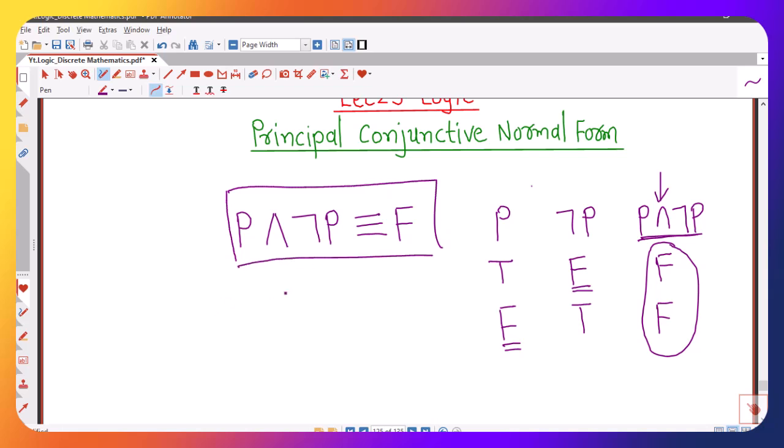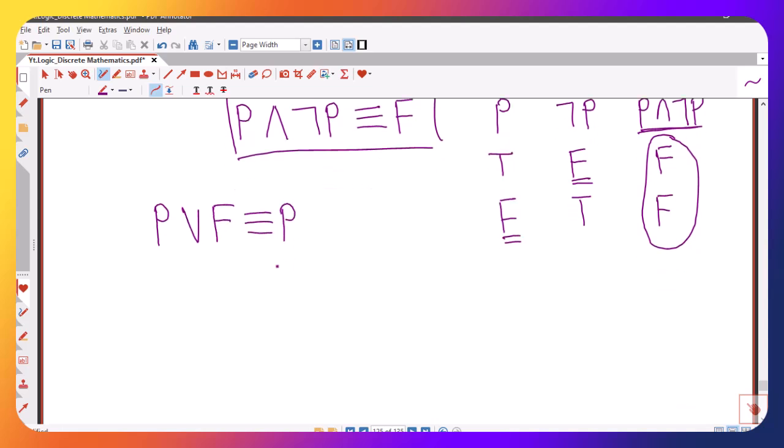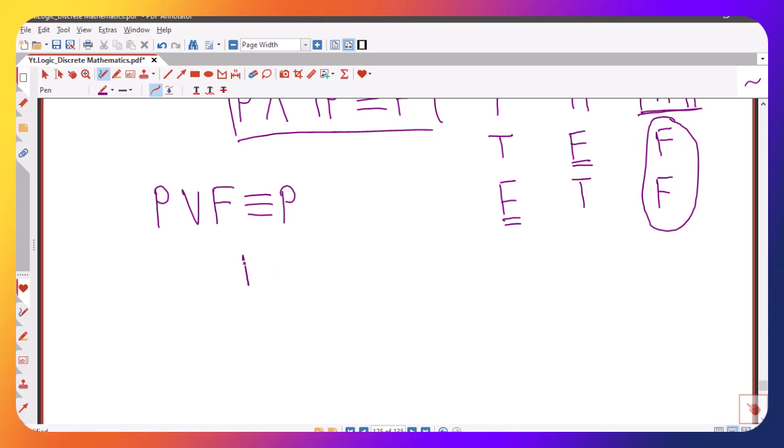therefore we can write that p and negation p is logically equivalent to F. Similarly, we can write that if we consider p or F, then that is always logically equivalent to p. That also we can understand in a similar way.